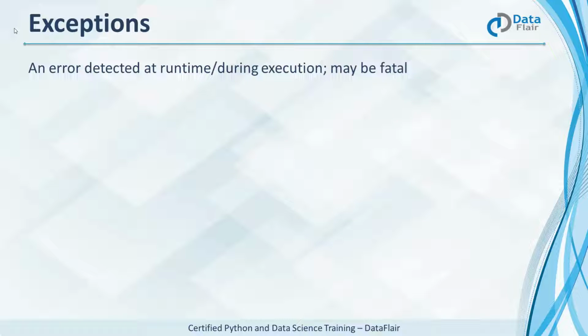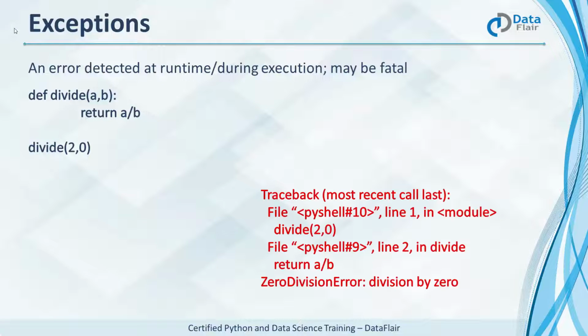Exceptions are different. They are errors detected at runtime, during execution, and may even be fatal. This code is perfectly fine syntactically and will even work fine with most values, but the moment b is 0, the denominator is 0, it means dividing by 0. And since that's not possible and the program doesn't know what to do, it raises a ZeroDivisionError and your program halts at this point. No code after this is executed.